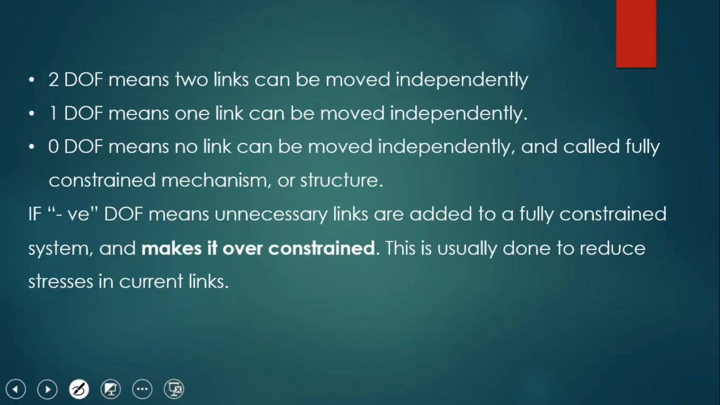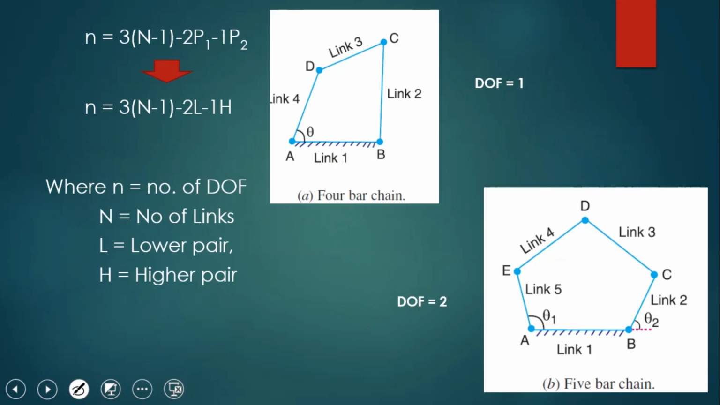Now, 2 degrees of freedom means the 2 links can move independently, whereas for 1 degree of freedom, 1 link can move independently. For 0 degree of freedom, there is no relative motion between the links, it is a structure, right? If the degree of freedom is less than 0, which means the negative side, may be minus 1, minus 2, minus 3, then unnecessary links are added to a fully constrained system. It makes it over-constrained. Normally designers do this to reduce the stresses in the links for superstructures. Okay, so now let us try with examples.